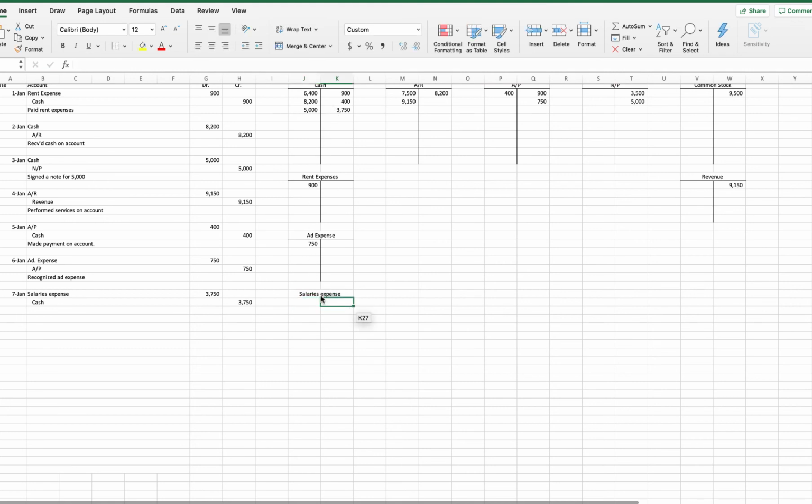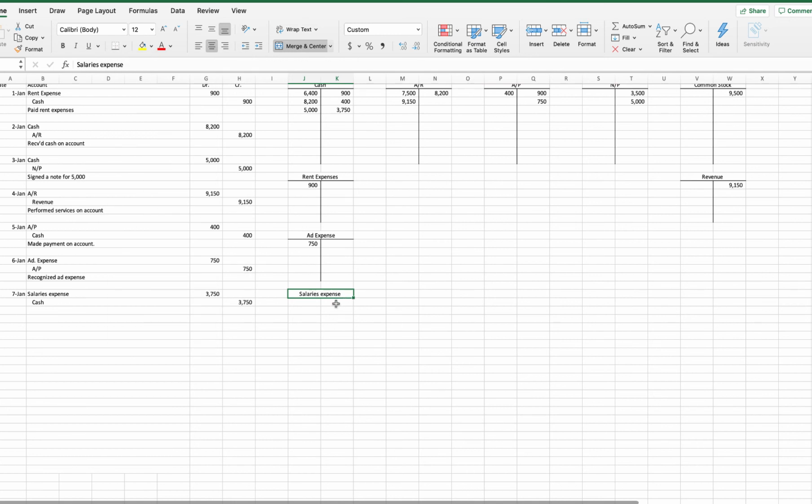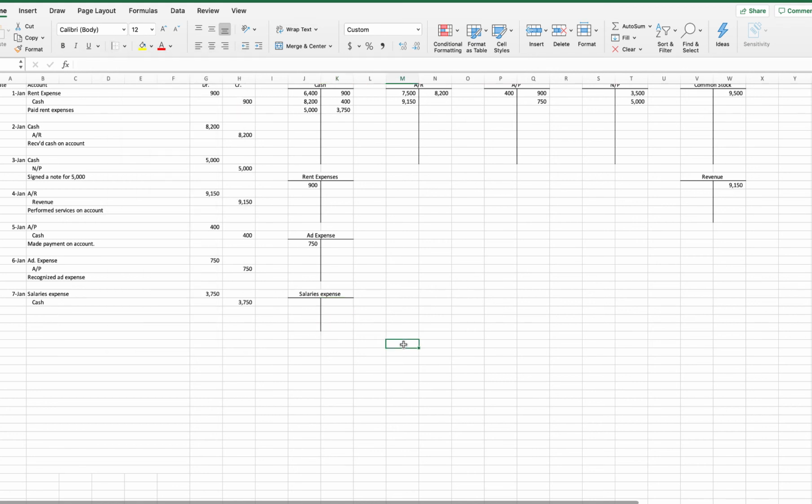Make sure I have my bottom border. I'm just going to pick an arbitrary number of rows. I'm going to pick 4. Put in my left border. I have a T account. I need to post that debit of $3,750 to my salaries expense.